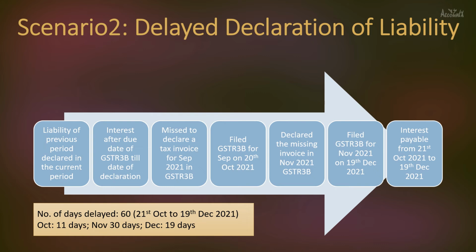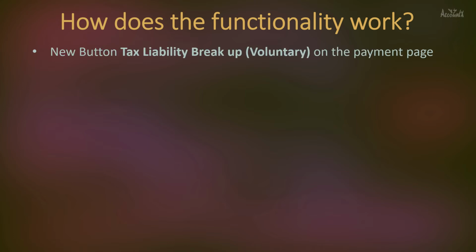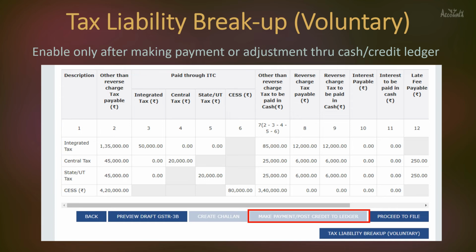We have now understood when interest would be applicable and how interest is computed. Now let us see how does this new interest calculator functionality work. A new button called Tax Liability Breakup Voluntary would be provided on the payment page of GSTR3B. By clicking on this button, you will be able to declare liability pertaining to earlier tax period. This is the new button. This new button would be enabled only after making payment or adjustment through cash or credit ledger. That is only after you click on this make payment or post credit to ledger and make payment or make adjustment entries. Only then the new button would be enabled.